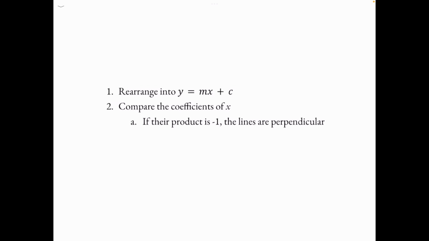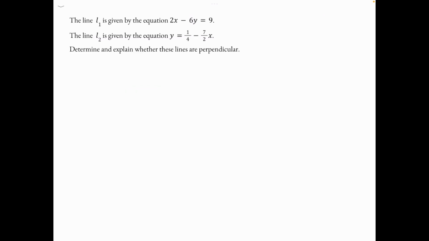Let's look at an example to get a better understanding of this. The line L1 is given by the equation 2x minus 6y is equal to 9. The line L2 is given by the equation y is equal to 1 over 4 minus 7 over 2x. Determine and explain whether these lines are perpendicular.